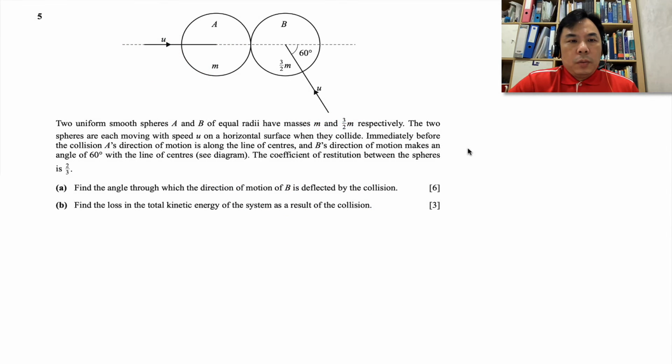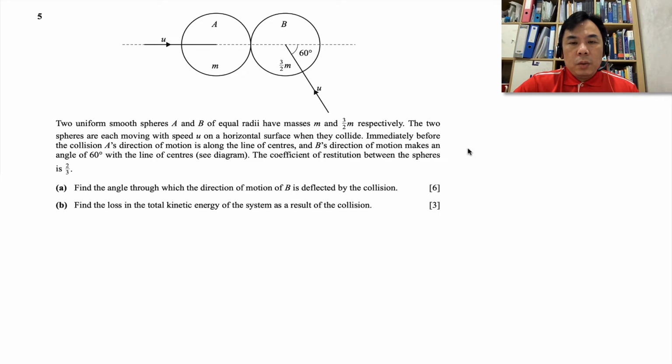All right, question 5. This is oblique collision. We have two uniform smooth spheres, A and B, of equal radius, have masses of m, 1.5 m respectively. The two spheres are each moving with speed u on a horizontal surface when they collide. Immediately before collision, A's direction of motion is along the line of centers, and B's direction of motion makes an angle of 60 degrees with the line of centers as shown in the diagram there.